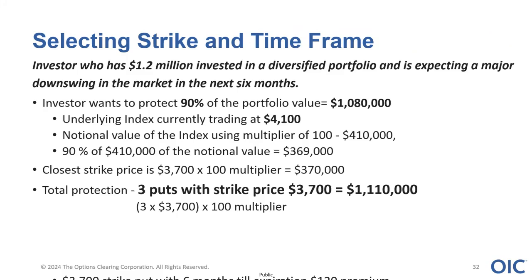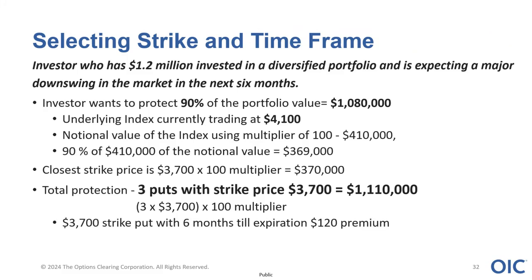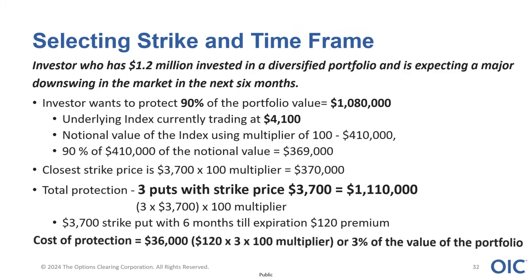The 3,700 strike put with 6 months to expiration might cost you something like $120. Doing the notional value there, cost of protection would be 36 grand. That's 120 times 3 times the 100 multiplier. So each one of those puts is going to cost 12 grand. 3 of those puts total is going to cost you 36 grand, or essentially 3% of the value of that $1.2 million.